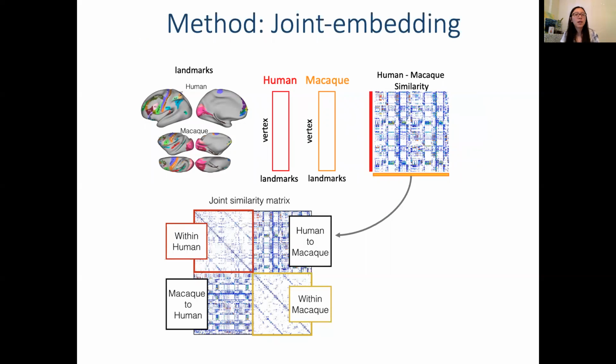So how do we do that? We start with anatomical landmarks that may be established in David Van Essen and Rogier Mars' work. And then we first calculate the vertex-to-landmark functional connectivity within species, and use this vertex-to-landmark connectivity profile to get the human and macaque similarity matrix. Then we can build a joint similarity matrix to place the within-species similarity on the diagonal part and the between-species similarity on the off-diagonal part.